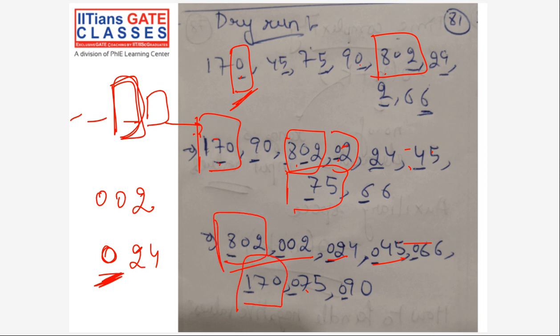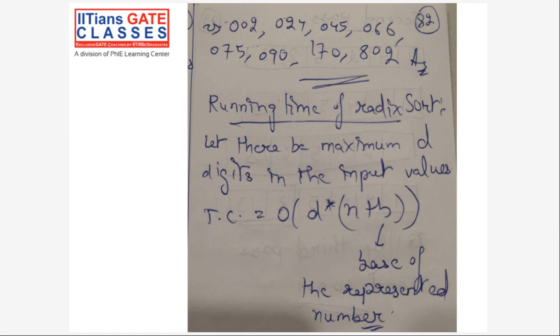Okay. So when you reach the final answer, over here, you see that this array sequence is now sorted. Okay, this array sequence now is sorted. Is the algorithm clear to everyone?